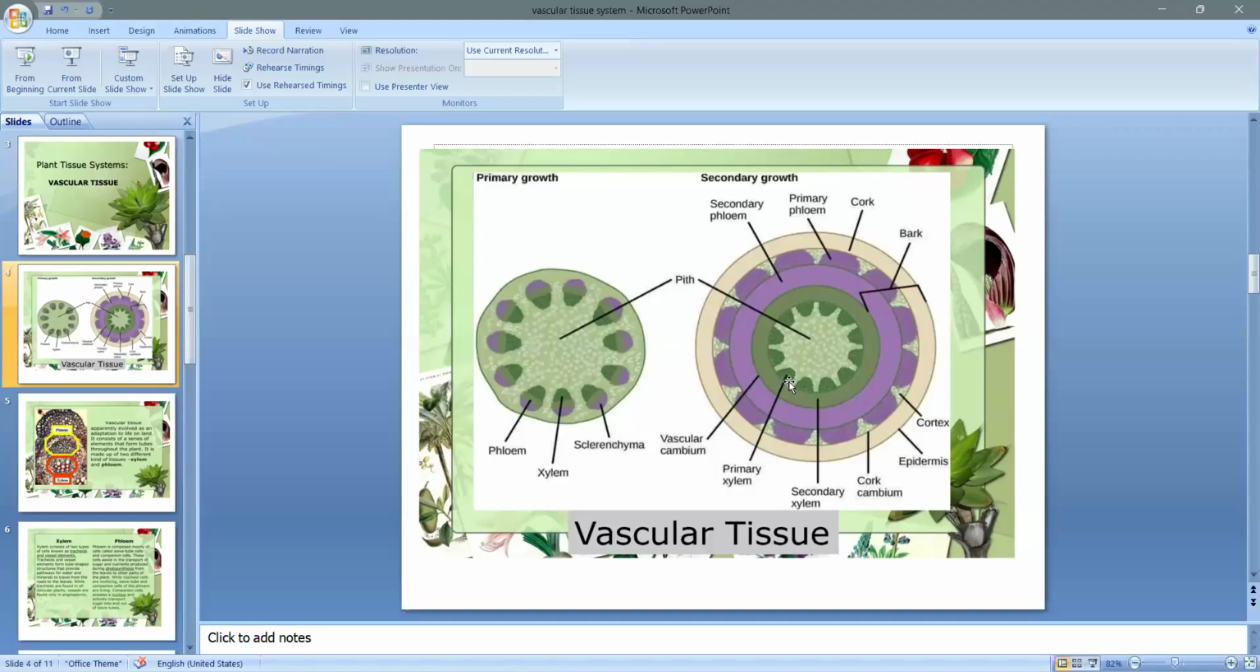Endarch means the protoxylem is present at the center, and the metaxylem at the periphery. The development of xylem is centrifugal. Exarch example: roots of seed plants. Endarch example: stems of seed plants. Please note down these, they are important.